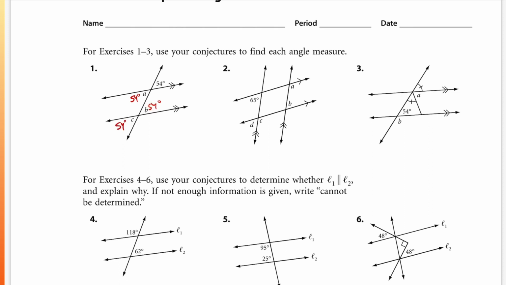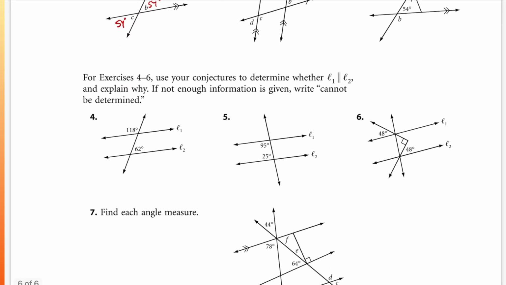Let's look at this one. Once again, they don't tell us that they're parallel. It says, use your conjectures to determine whether these two lines are parallel and explain why. If not enough information is given, write cannot be determined. Well, if this is 95, then this has to be 180 minus 95, because it's a linear pair, so that's 85. This is 25, this is 85. These are alternate interior angles, and since they're not congruent, these lines cannot be parallel. So not parallel.